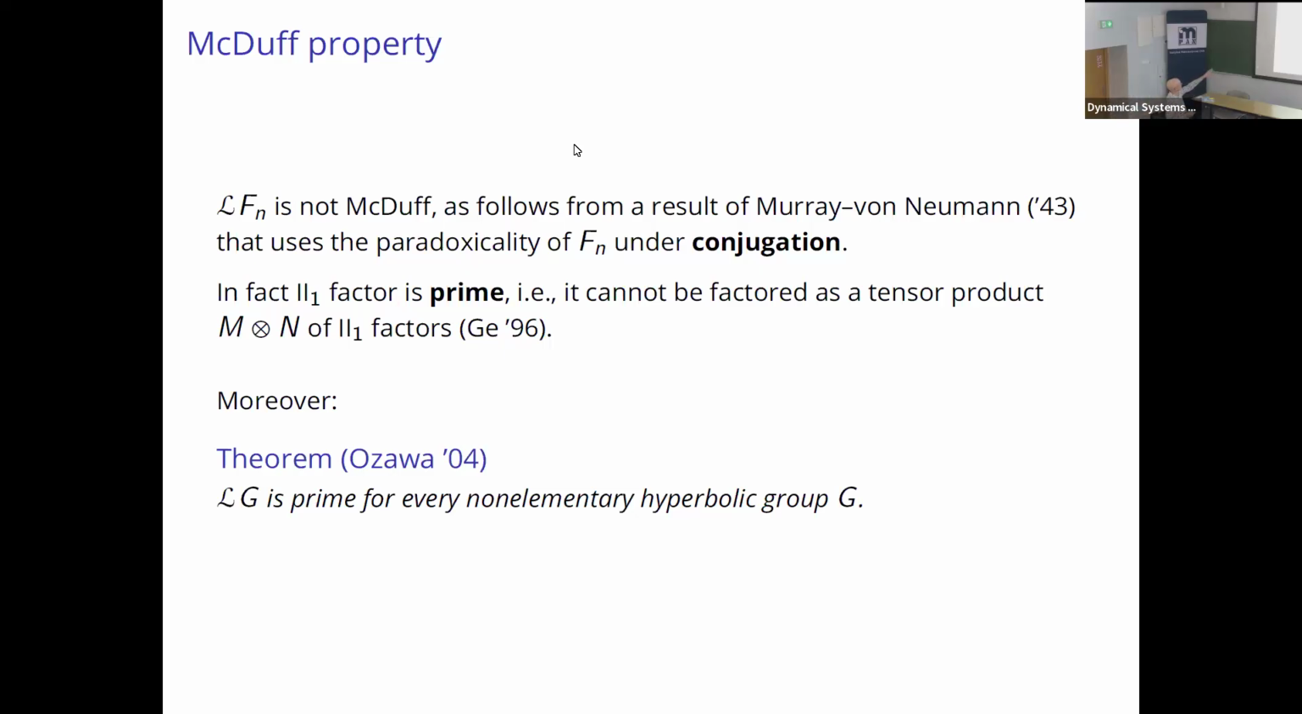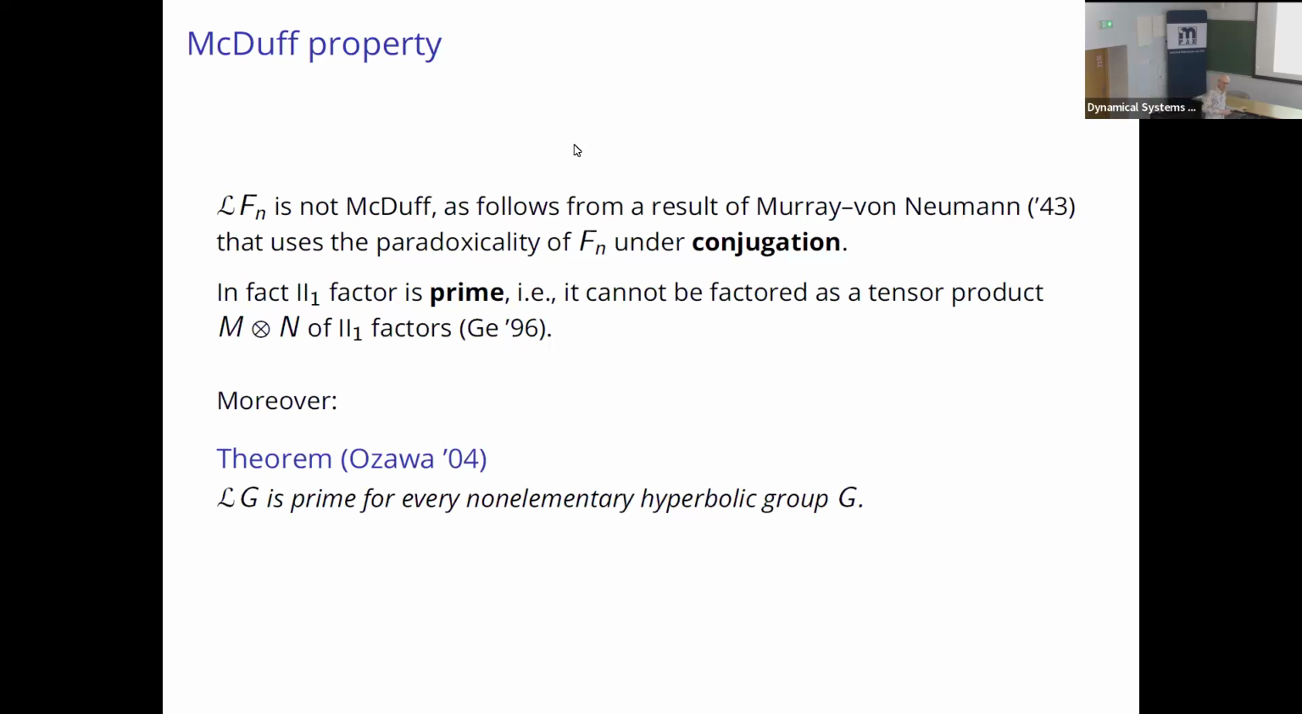In fact, what did I say here? That should be L(F_n). L(F_n) is prime. It cannot even be factored as the tensor product of II_1 factors. That is the result of Ge. And then Ozawa showed that for all non-elementary hyperbolic groups, in fact, this L(G) is prime. You can't decompose it. He showed something actually much stronger, but that's one thing.